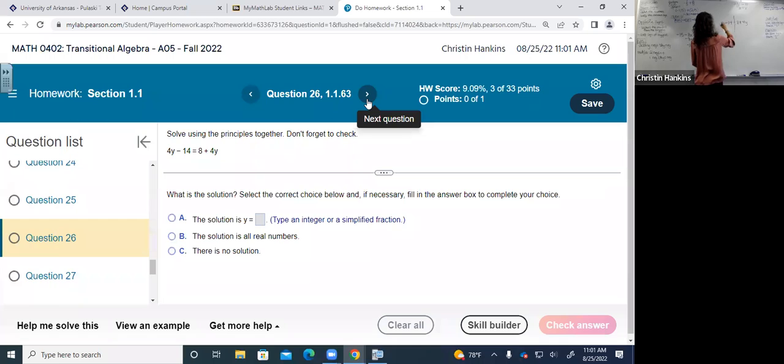So moving your terms around. Going to subtract the 4y. They cancel out on both sides because they are opposite signs. Then we get down here to negative 14 equals 8. Is that true? No. So there is no solution that's going to make this work.